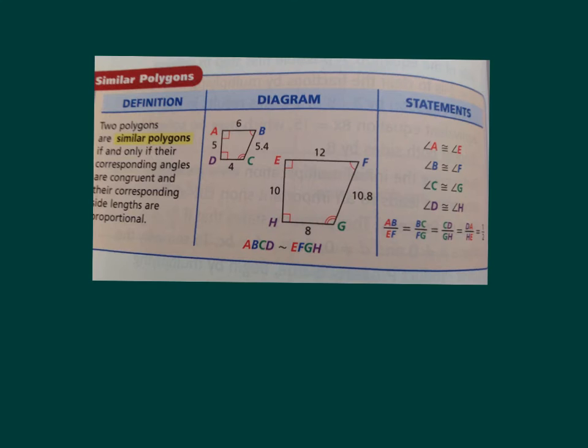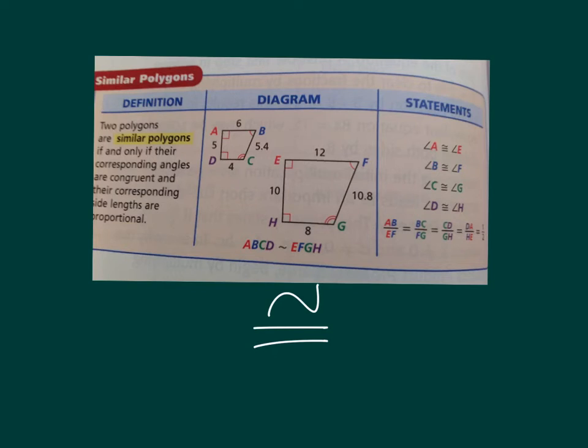Okay? So let's look at this. To be more specific, two polygons are similar polygons if and only if their corresponding angles are congruent and their corresponding side lengths are proportional. So you can see in the diagram we have an example of similar polygons. Now remember, when we said that things were congruent, we used this symbol, an equal sign with a little squiggle on top.